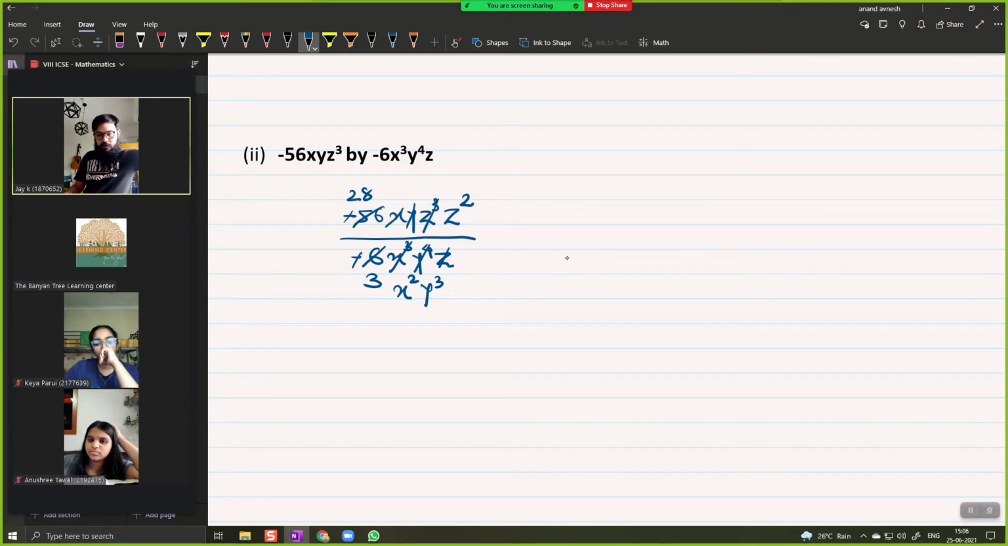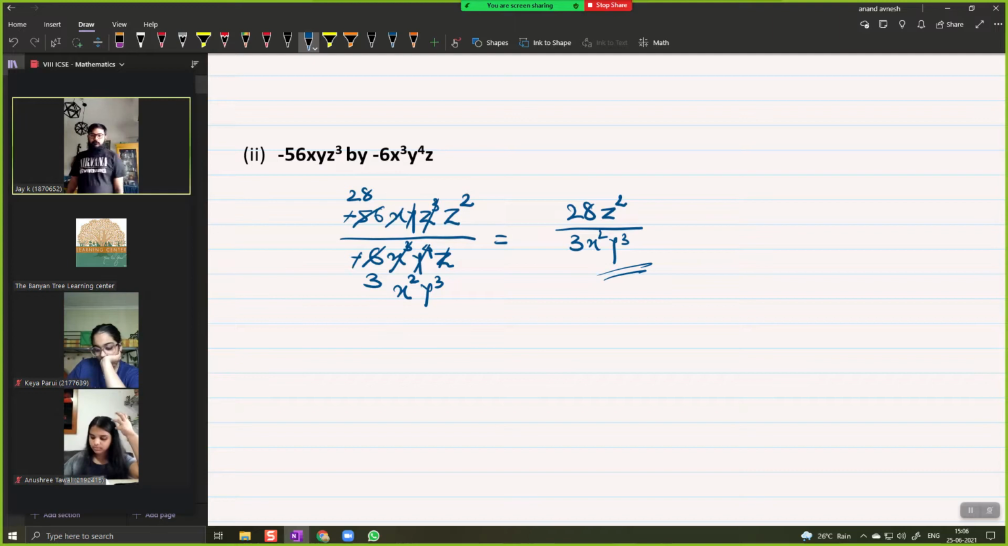Did you understand how did this happen? So the final answer, I will show you the expanded version also because I feel there is some doubt. So 28 z square upon 3x square y cube. This is the final answer. But if you don't understand how did I cut, look at this.